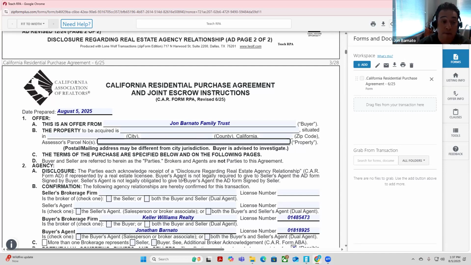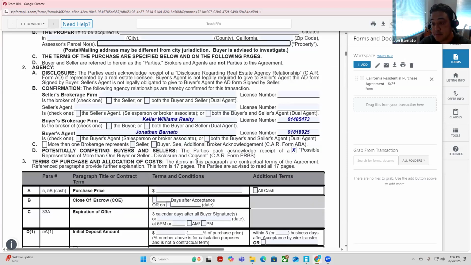Also, APNs are important for accuracy. Generally, escrows won't go off the address, they'll go off the APN for their title work. If your APN's wrong, it'll cause confusion. So make sure you're putting that in there. Does everyone know you can get your APN off the MLS listing? This should be listed there as well. So any questions on that?